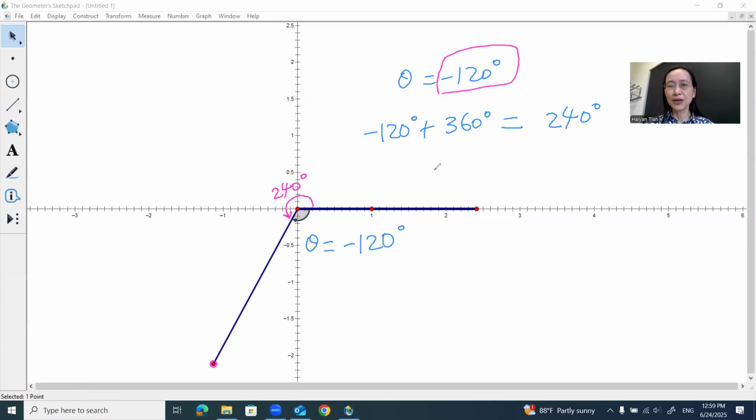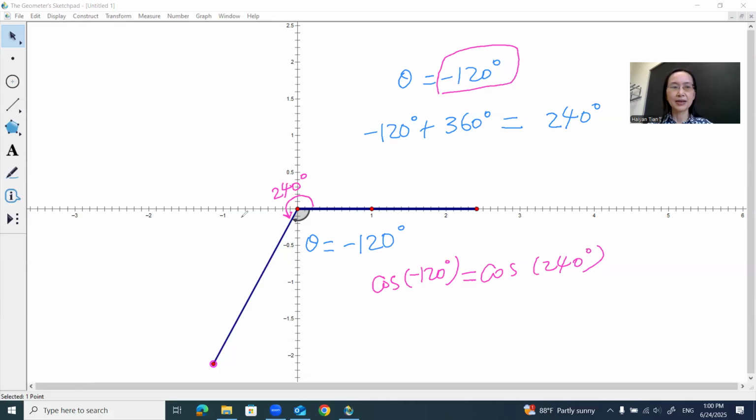So if we want to find cosine 240 degrees, at least we can know immediately it is in the third quadrant, because we know that it's more than 180 but less than 270. So it's in the third quadrant. So it has the same value as cosine negative 120 degrees because they are coterminal. Now we go from there.